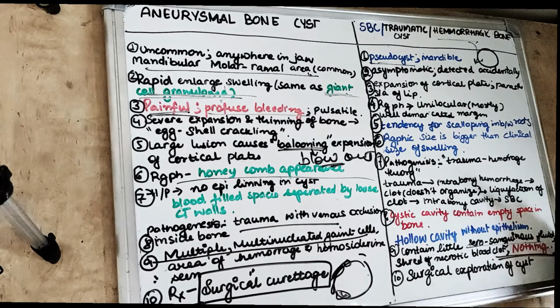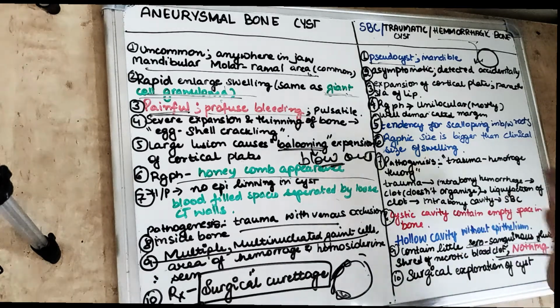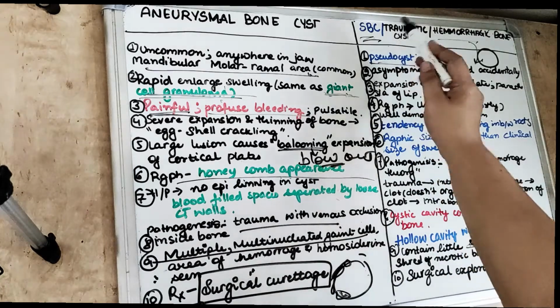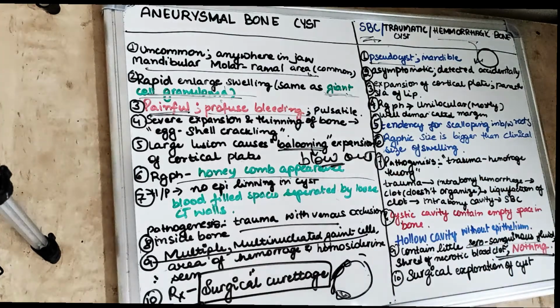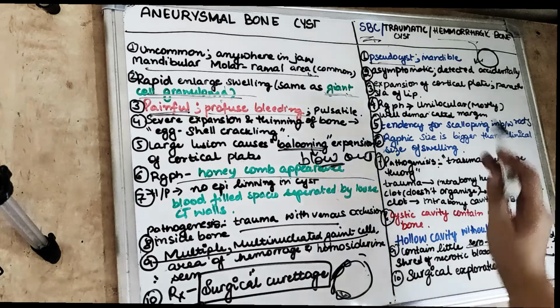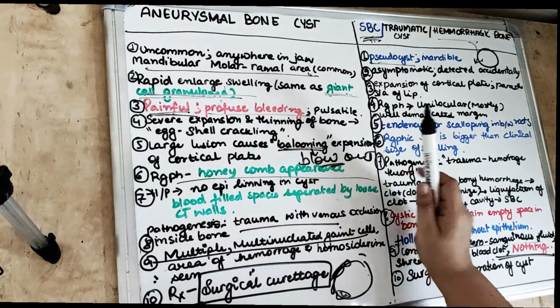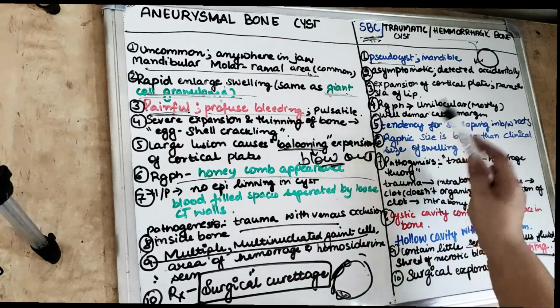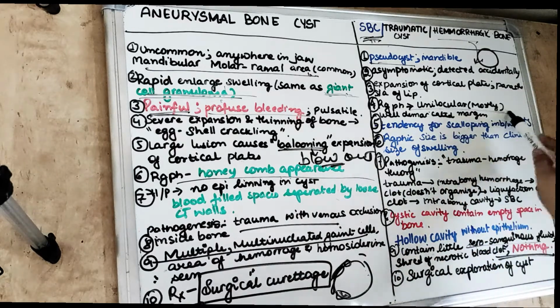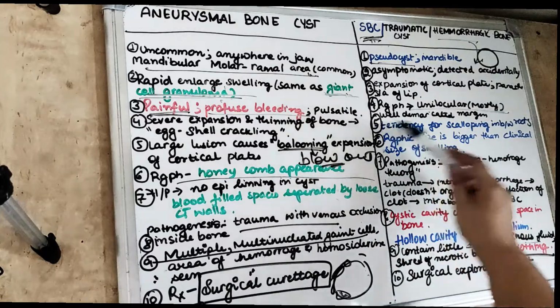And this is the reason that sometimes the radiographic size appears bigger than the clinical size, the actual size of the swelling. So this is the SBC, the solitary bone cyst, traumatic bone cyst, hemorrhagic bone cyst. As the name suggests, solitary. That means it is going to be a unilocular swelling. So radiographically, you find the unilocular swelling with a well demarcated margin.